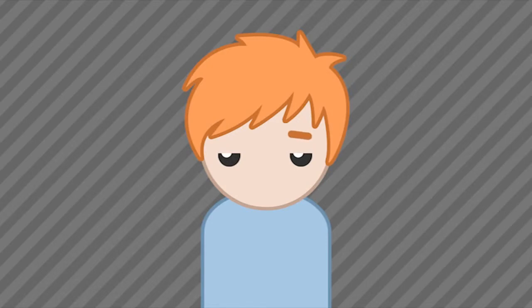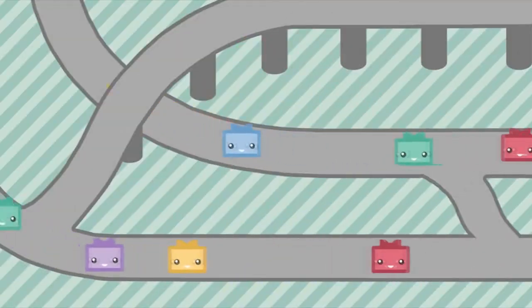So, how does this work? Let us go back to imagining the data network as roads.